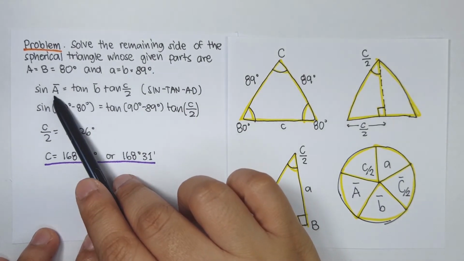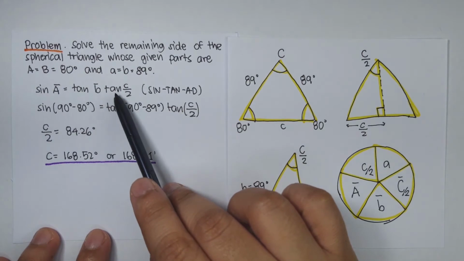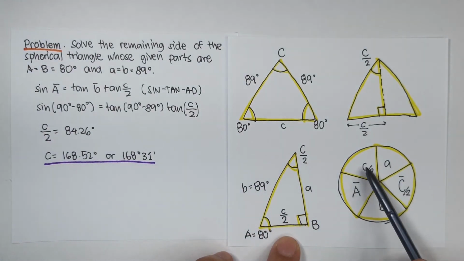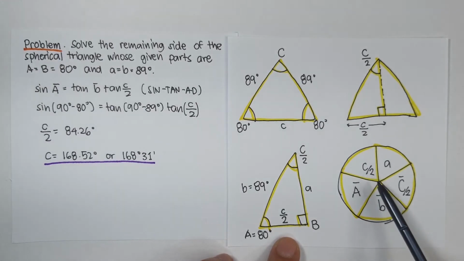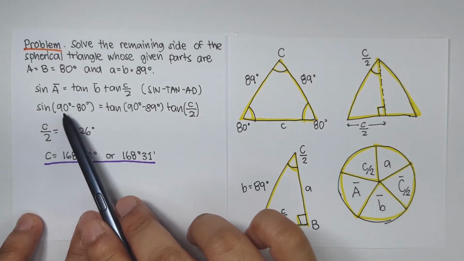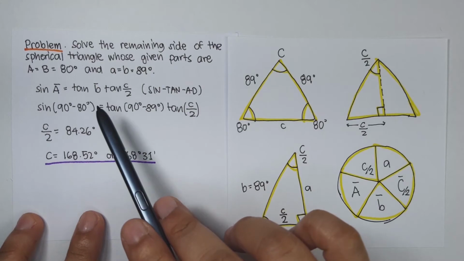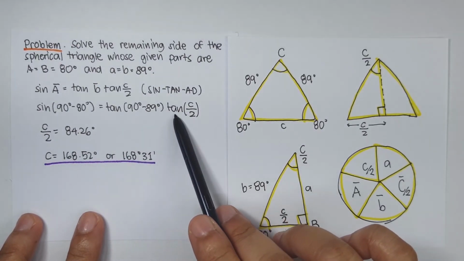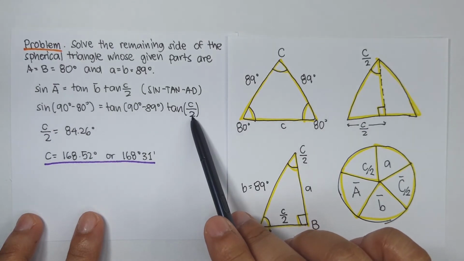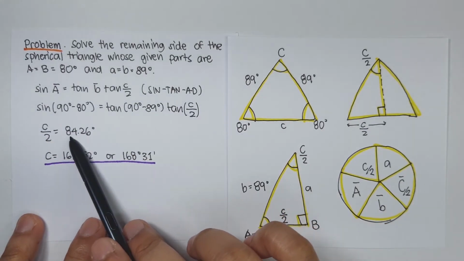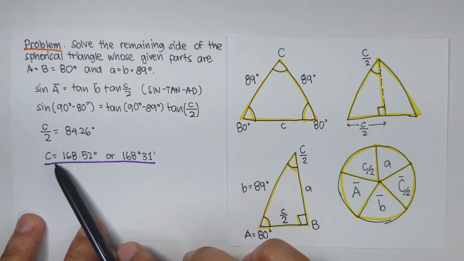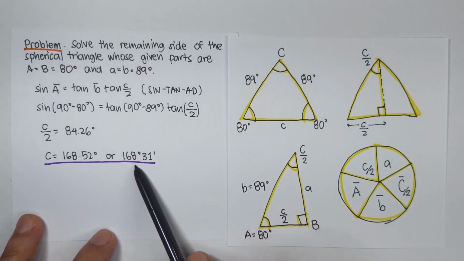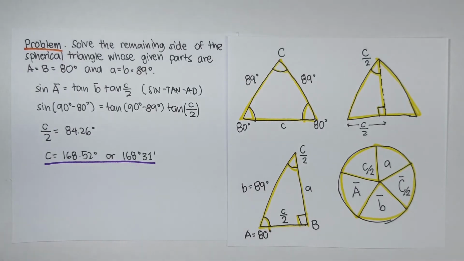Sin A-bar is equal to tan B-bar tan C over 2. So that's sine of A-bar is equal to tangent of its adjacents. So we have sine of (90 minus 80) equal to tan of (90 minus 81) times tangent of C over 2. So C over 2 is equal to 84.26 degrees. Therefore, C is equal to 168.52 degrees, or that's 168 degrees 31 minutes.